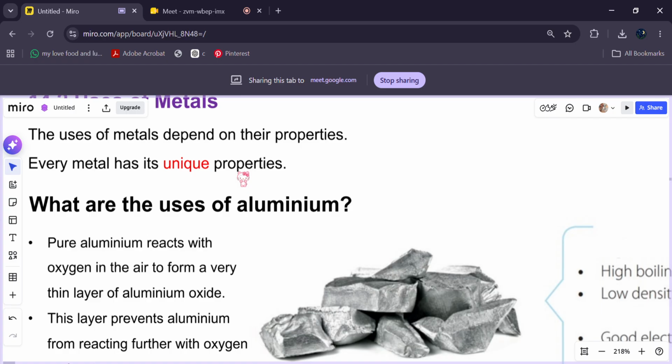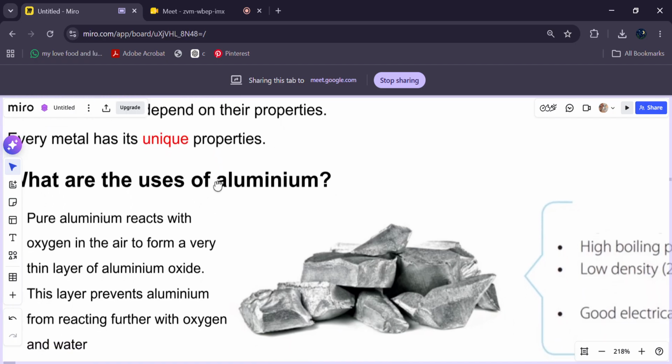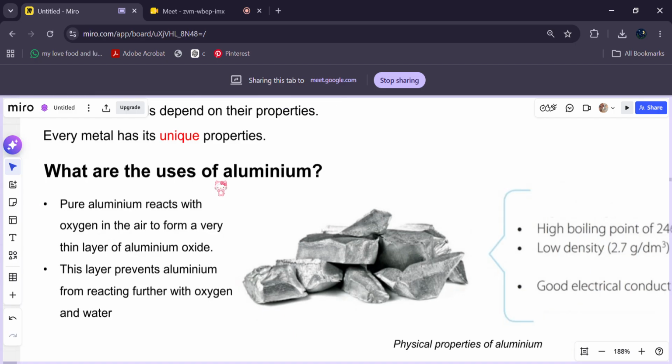Some metals, such as copper, have good electrical conductivity and are used to make wires. Others, such as gold and silver, are very shiny and are used to make jewelry. Let us take a closer look at these two metals, aluminium and copper. So what are the uses of aluminium?